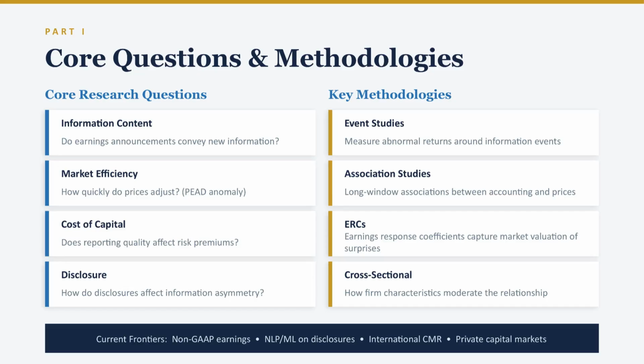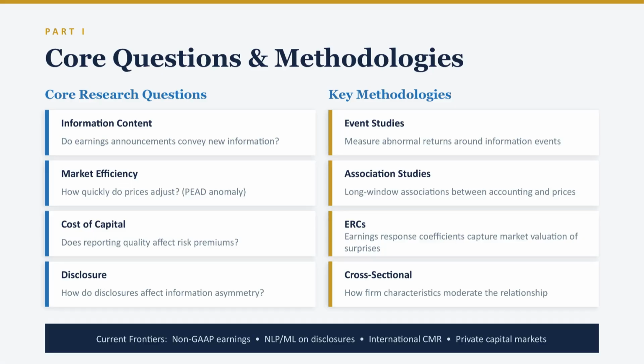Research on post-earnings announcement drift, PEAD, has shown that prices do not fully adjust immediately, challenging the semi-strong form of market efficiency. 3. Cost of capital. Does the quality of financial reporting affect a firm's cost of equity or debt? Studies examine whether better disclosure, higher accrual quality, or more transparent reporting reduces information asymmetry, and thus the risk premium demanded by investors.